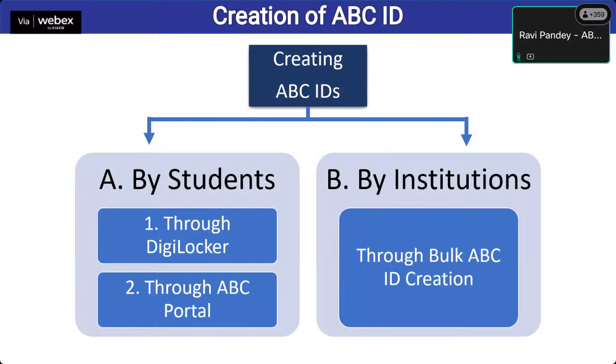So broadly, there are two modes. One is that the students can register by themselves. Individually, as a student, I can register myself on the APSCHE platform and I can generate my APSCHE ID. Alternatively, we have given the option of creating bulk APSCHE ID to the awarding institutions. Means this is available to the university. The bulk APSCHE ID creation option is available to the universities and the autonomous colleges.